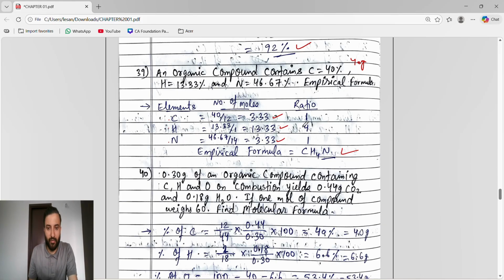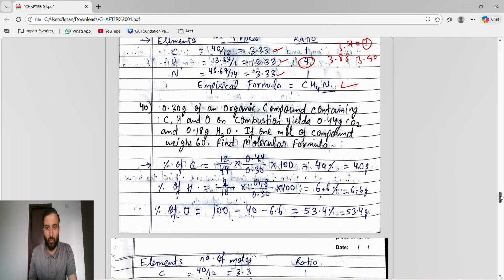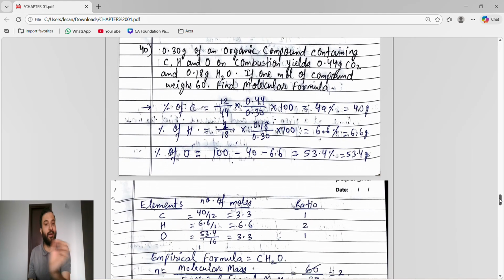Sometimes when you divide, you will get values like 3.88, 3.70, 3.90. So you have to round off to 4. If you are getting 3.24, 3.36, round off to 3. You know how to round off. Don't write in decimal form, round off there only.